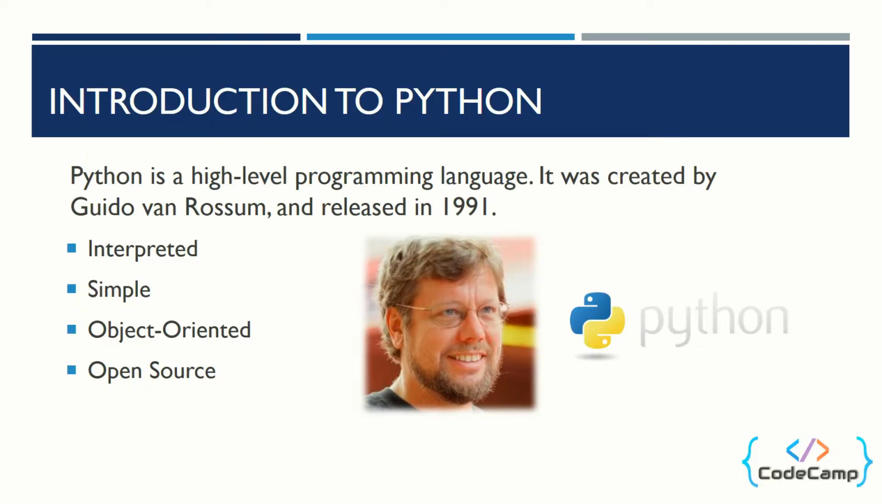So Python is a high-level programming language. It was created by Guido van Rossum and released in 1991. Python is an interpreted and also simple programming language. Python supports OOP features and it is an object-oriented programming language. Python is also an open source programming language.